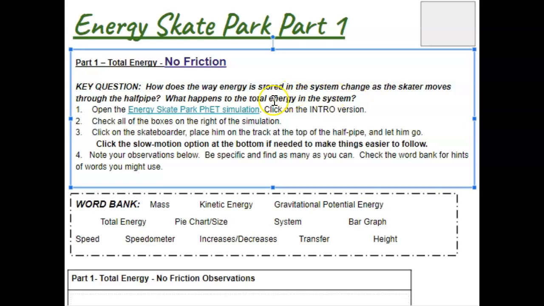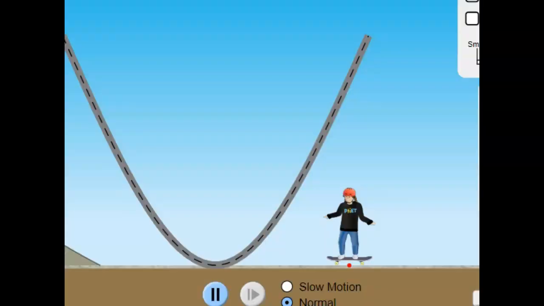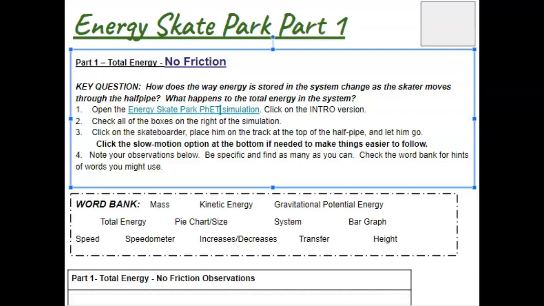All right, so that's what you're looking for. The first thing you're going to do is open the simulation. I've got that here. I will open that. It says to check all the boxes on the right of the simulation. Click on the skateboarder, place him on the track, let him go. Click the slow motion at the bottom if you need to make things easier to follow, and then note your observations below.